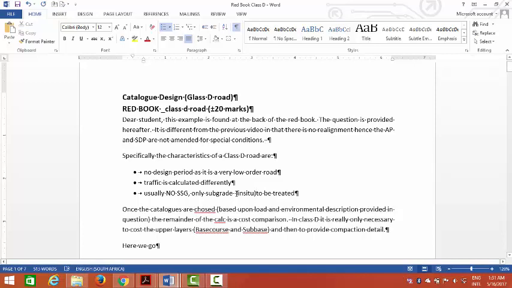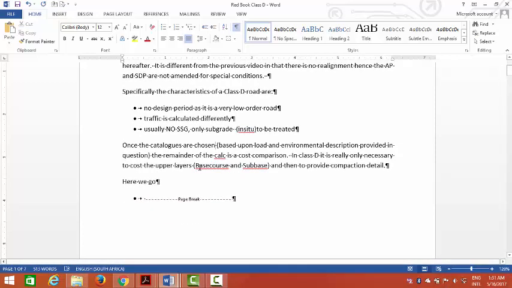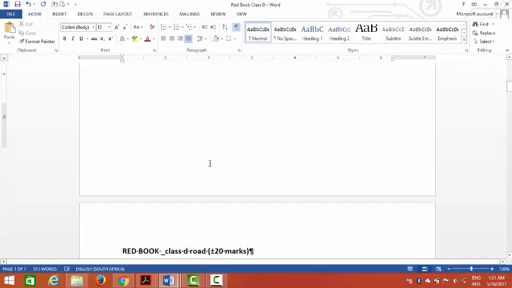Okay, now I just wanted to highlight these differences before we get into a physical calc, so that going into it you already know the differences. Once you've chosen your catalogs, which is typically based on load and knowing the environmental description, the calc is pretty much the same as always, a cost comparison. And in a class D, it's really only necessary to cost the upper road layers, namely the base and subbase. So let's get straight into this calc.